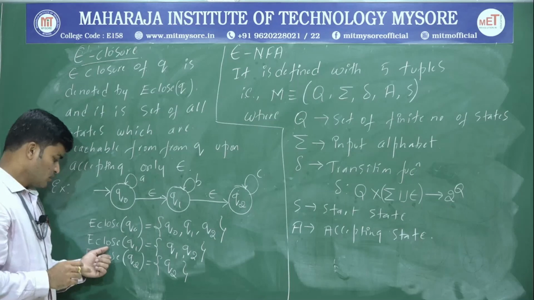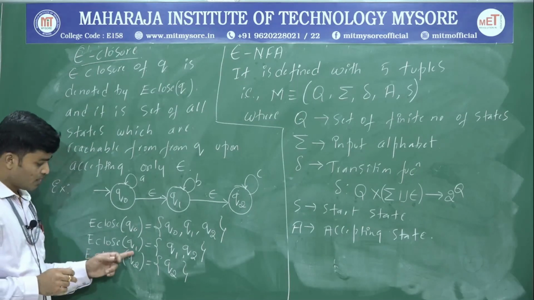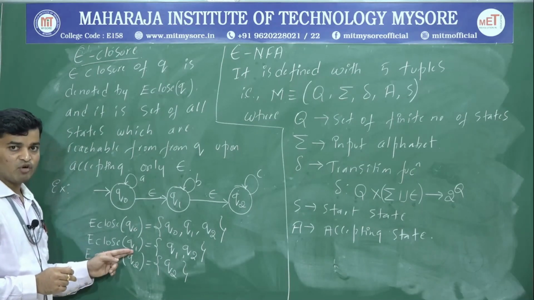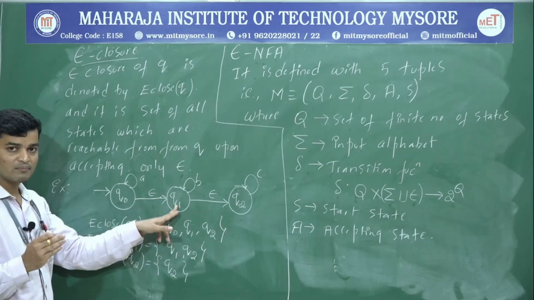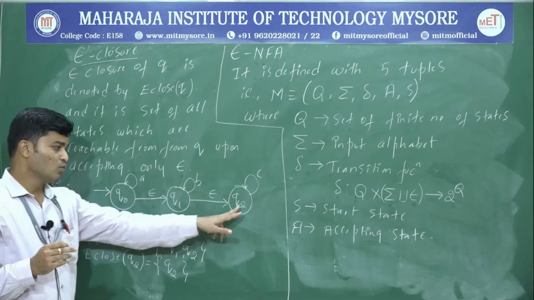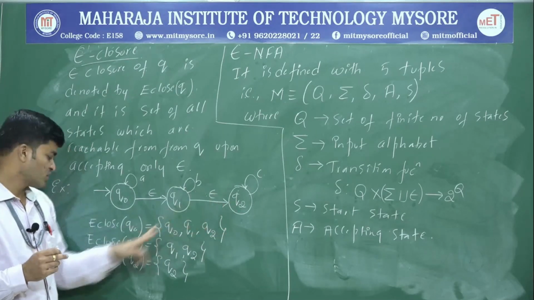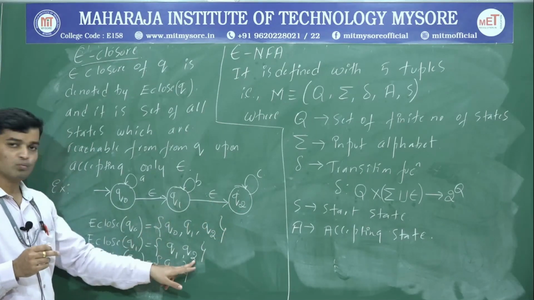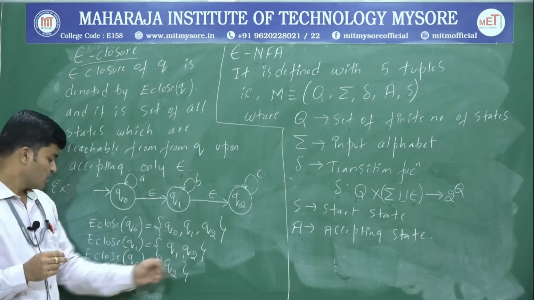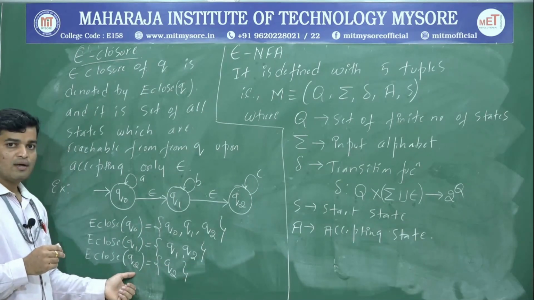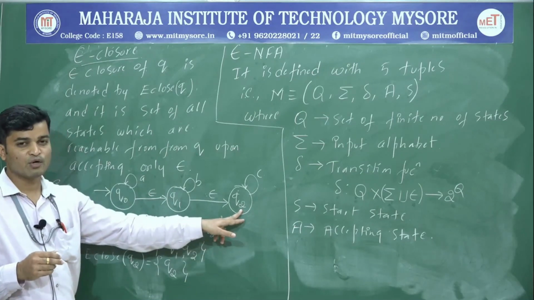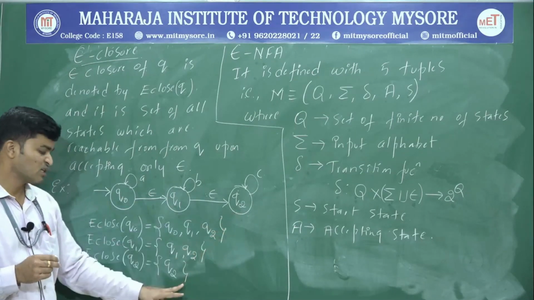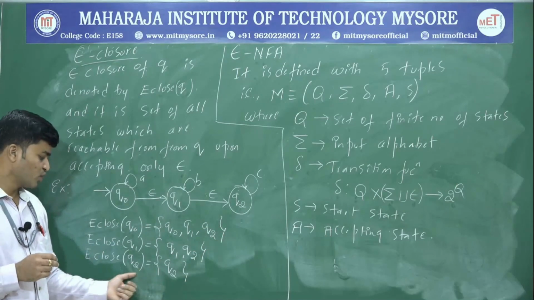In the same way, what is E closure of Q1? By default I will get Q1. Now if you are in Q1, I can reach Q2 just by accepting epsilon. Therefore E closure of Q1 is {Q1, Q2}. What is E closure of Q2? By default Q2. Just check, is there any epsilon transition from Q2? No, so close that bracket. Therefore E closure of Q2 is just {Q2}.